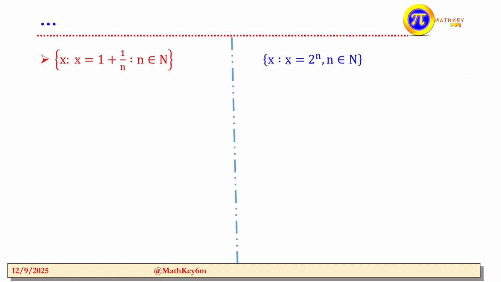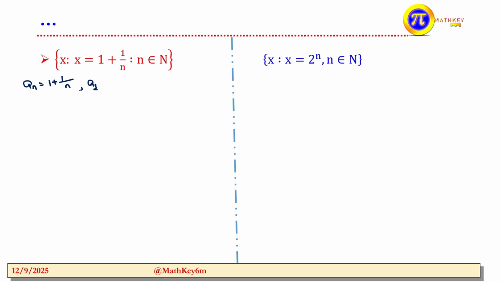Let's continue to the next one. It says that x is 1 plus 1 over n, where n is an element of the natural numbers. That means our sequence a_n is equal to 1 plus 1 over n for n a natural number. From this you will try to find the first terms.